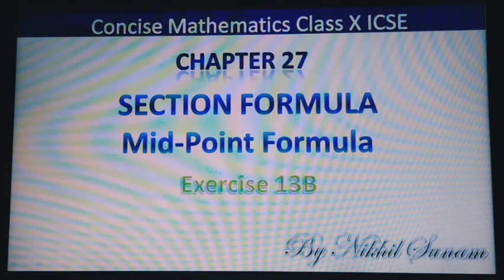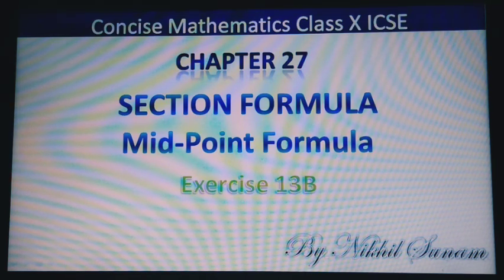So today we are going to talk about the very next exercise from section formula, that is exercise 13b. Now in this particular exercise we are going to deal with a new formula and we call it the midpoint formula. Okay, so let's try to understand what is the meaning of midpoint formula.